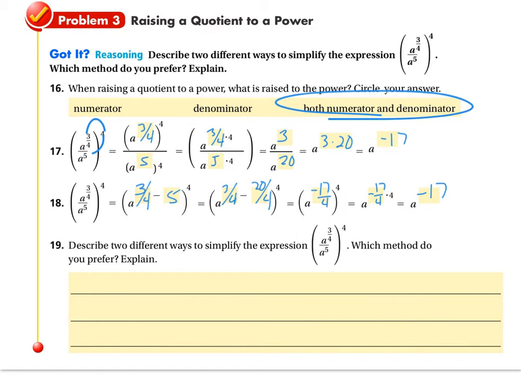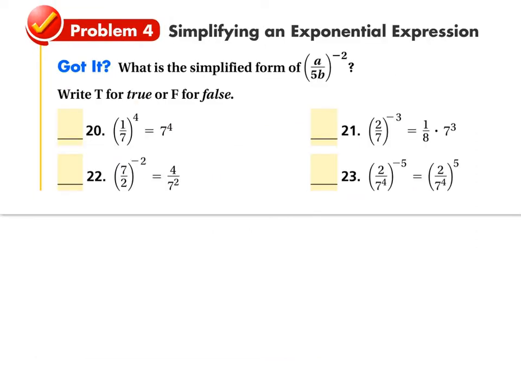Now, in this box, write which way you think you prefer. And of course, you're welcome to change your mind later as you get more practice. Pause the video, write T for true or F for false, then restart the video and see how you did. Let's take a look at how you did.